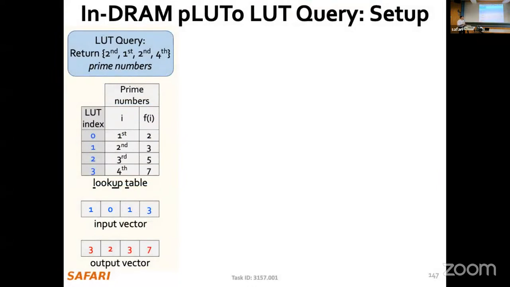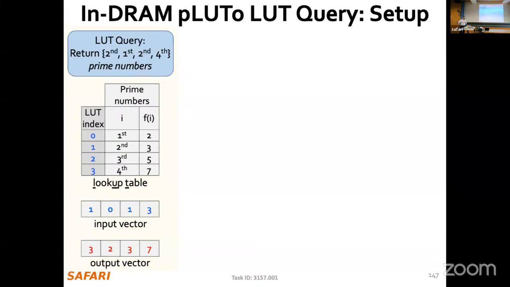So this is the setup. Let's say that I want to do a computation that returns the first, second, and fourth prime numbers. I have a sequence of prime numbers and I want the first, second. So I want to get one, I want to get zero, I want to get one, and I want to get three. This is what I want as output. Oh, I'm wrong actually. It's 3, 2, 3, and 7. I always look at the index.